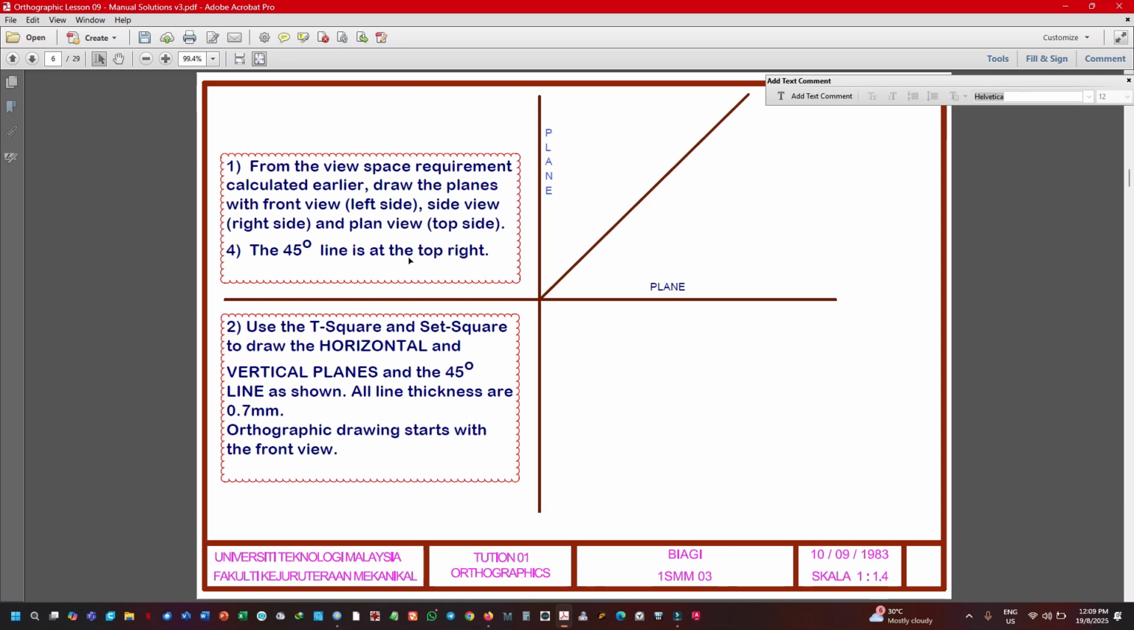From your calculation just now, you have this plane and this plane. So you need to draw this line. This line is 45 degrees. Use your 45 degree set square to draw this line. All the construction lines from the side view will connect to this 45 degree line and will be projected to the left into the plan view. Now this one is 0.7 thickness.